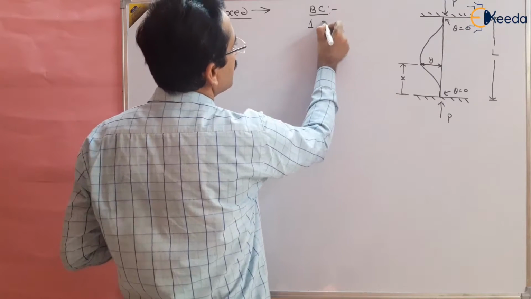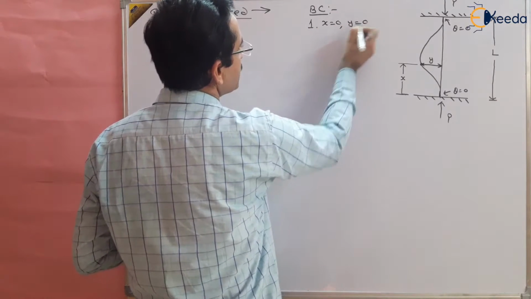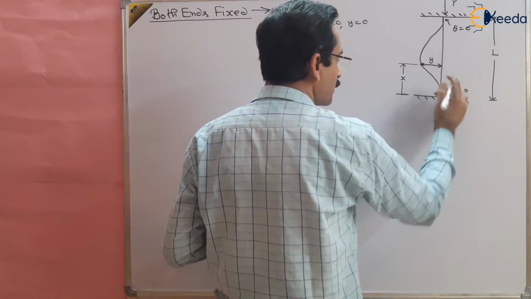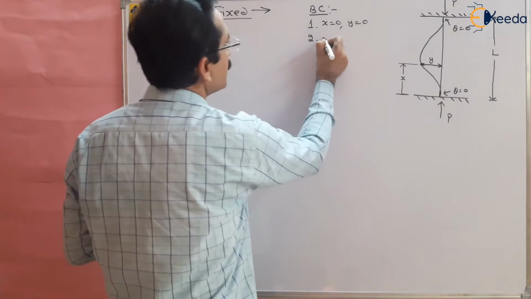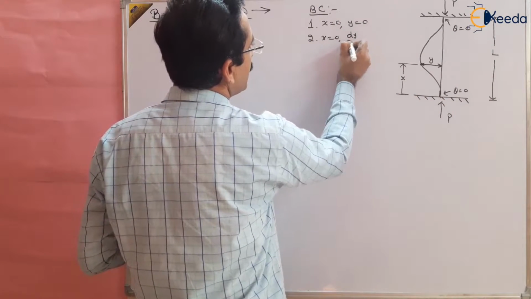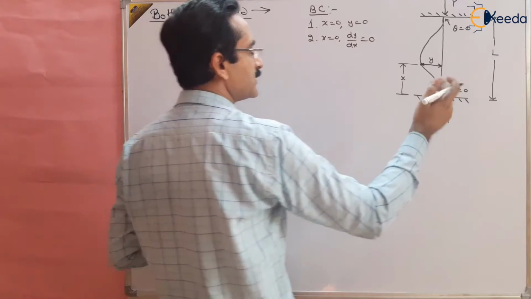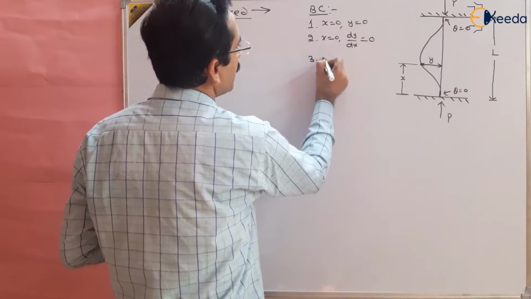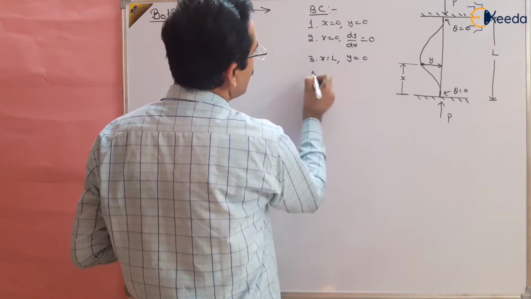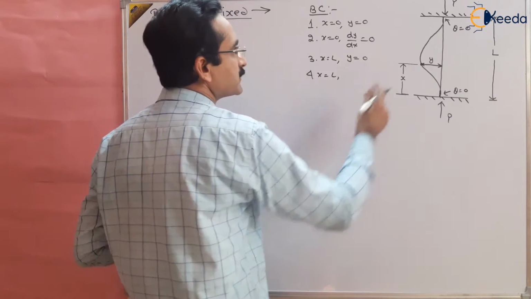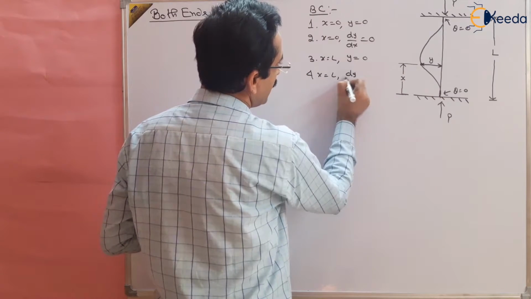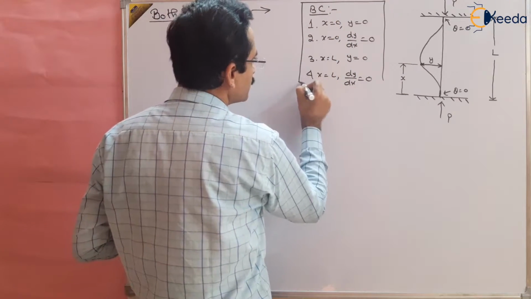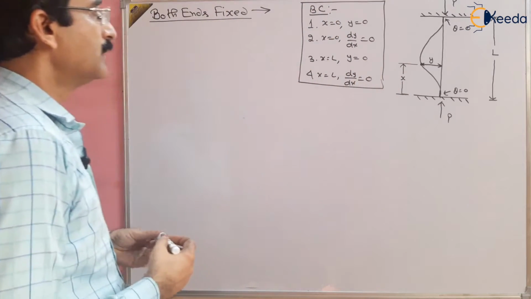So the first boundary condition is x equal to 0, at that point deflection is 0. Another is at x equal to 0, because this is a fixed point, the slope is 0. So at x equal to 0, slope dy by dx will be equal to 0. One more condition can be used if required: at x equal to L, again y is equal to 0, and also at x equal to L the slope at this point is also 0, so dy by dx will be equal to 0. So these are the boundary conditions. Whatever is required you can use in this case, right?